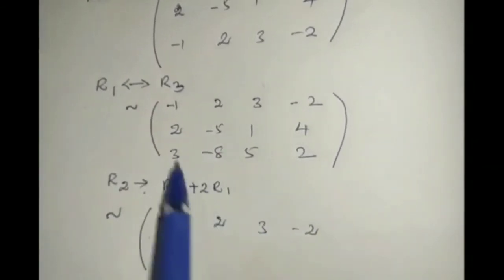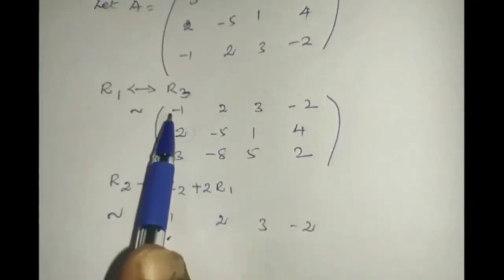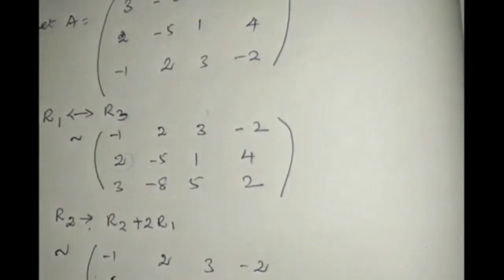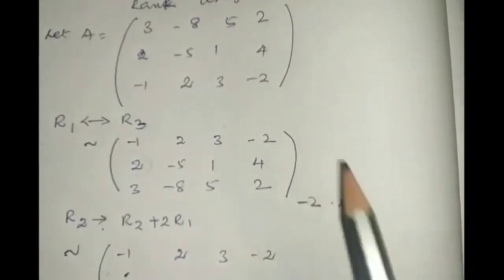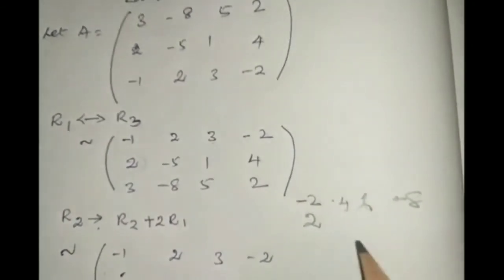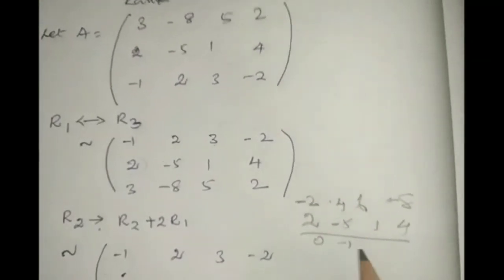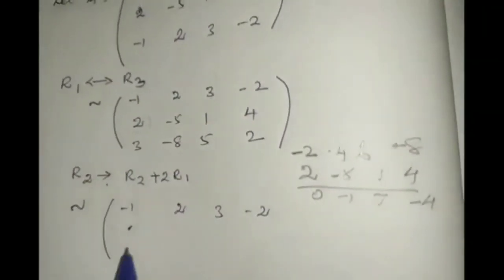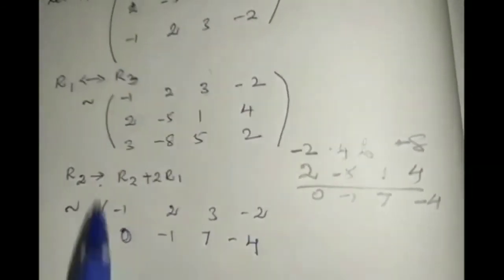Then the second transformation is R2 implies R2 plus 2 times R1, because I'm going to make this term 0. So I'm going to multiply the first row with 2. If I multiply this with 2, I'll get minus 2, 2 into 2 is 4, 3 into 2 is 6, minus 2 into 2 is minus 8. Then write the second row as it is, 2 minus 5 1 4. If you simplify, you'll get 0 minus 1 7 and minus 4. So I'm going to write this second row as 0 minus 1 7 and minus 4.